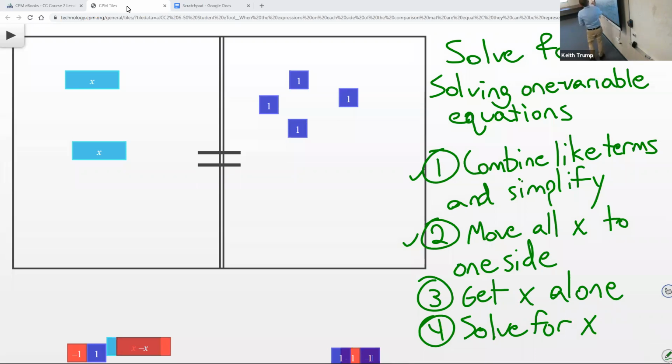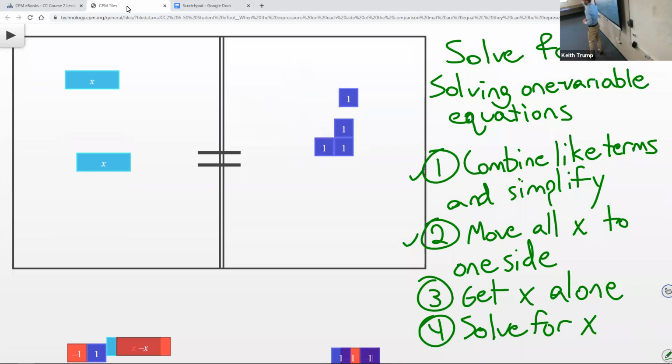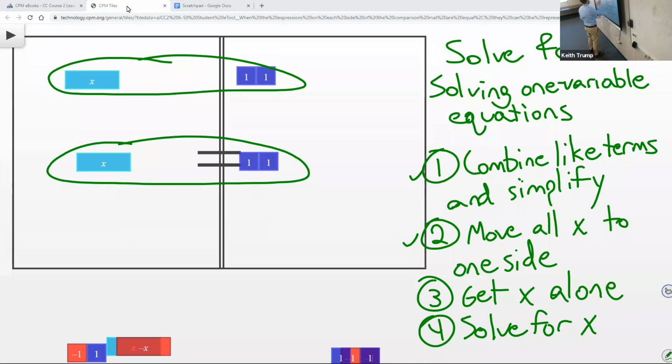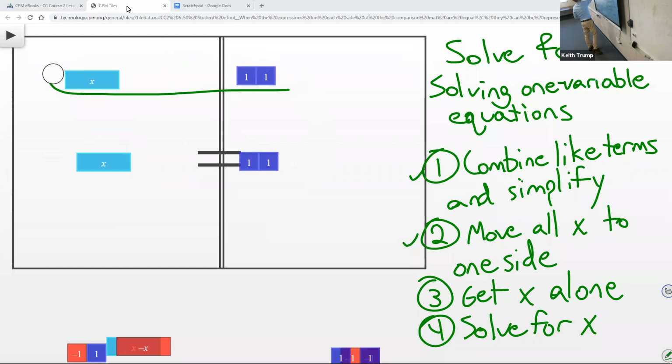For this video, because we're not going to take this 1x away, I want to just go ahead and share these tiles out. So I have 4 tiles over here and 2 x's over here. Let's share them equally. One x tile gets a 1, the other gets a 1. One gets a 1, and the other gets a 1. So x must equal 2 because each x gets 2. So x will equal 2. And that is how we solved for x using algebra tiles.